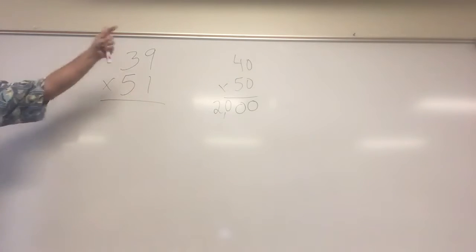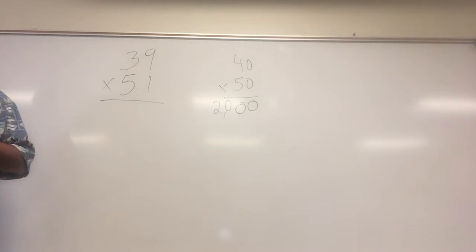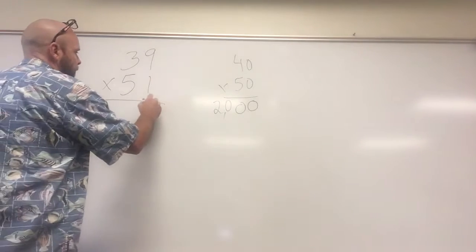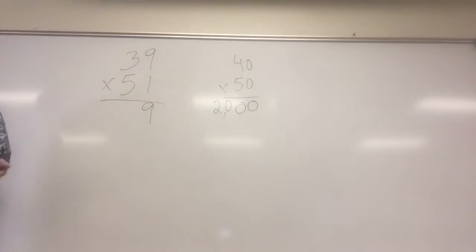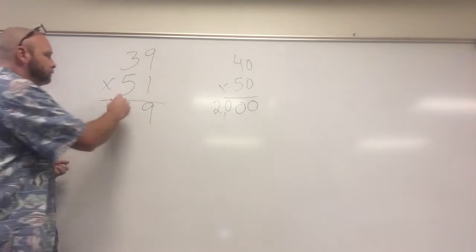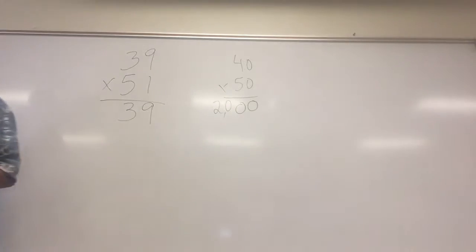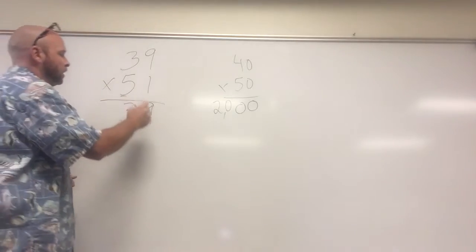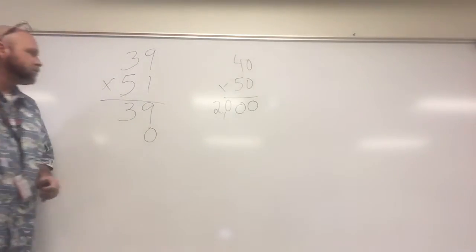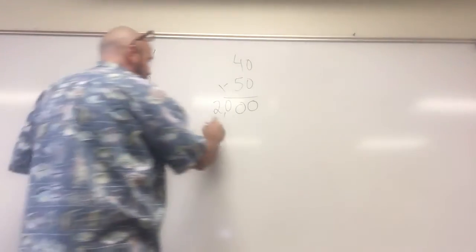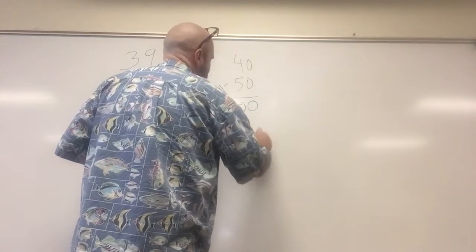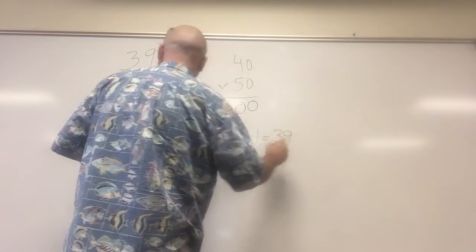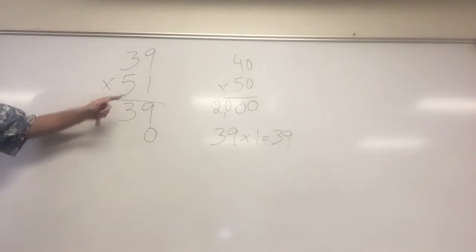1 times 9 equals 9. 1 times 3 equals 3. Okay, now I'm going to the tens place, so I got to put my placeholder, that 0 there. What I just did is 39 times 1 equals 39. Easy. Now I'm doing 39 times 50.